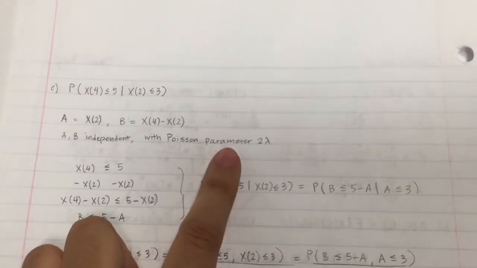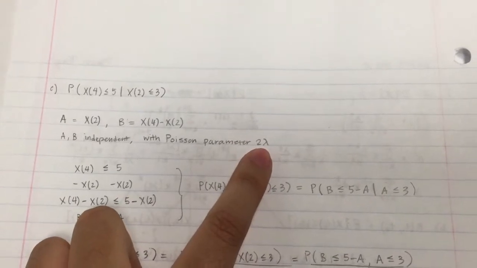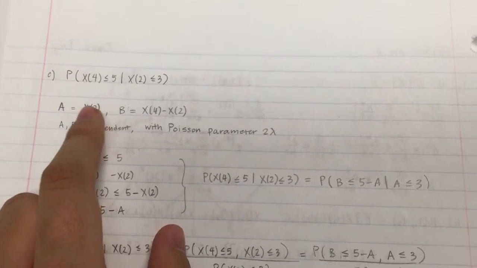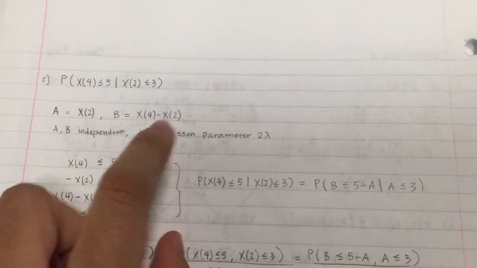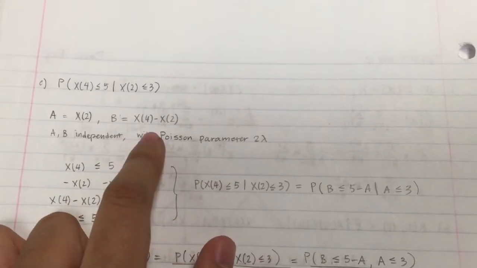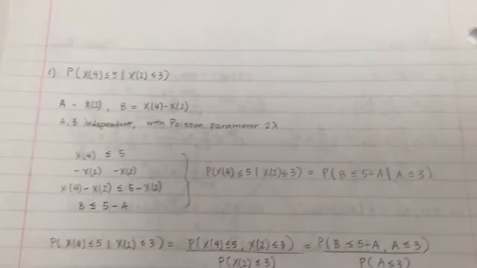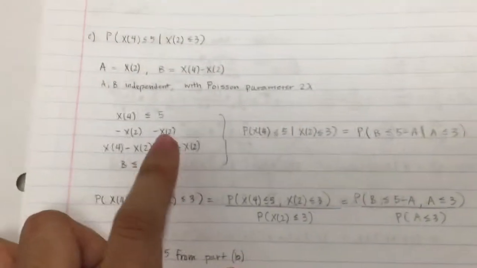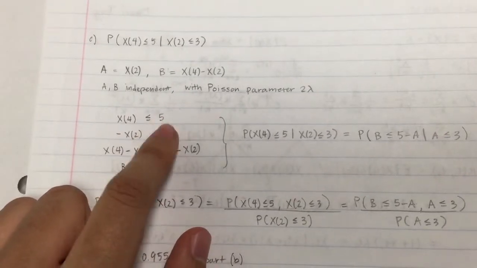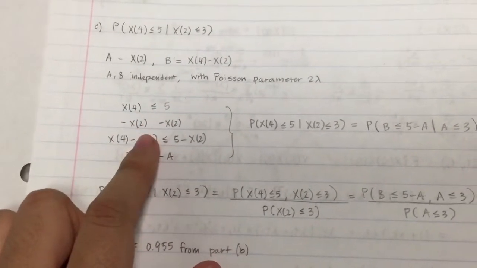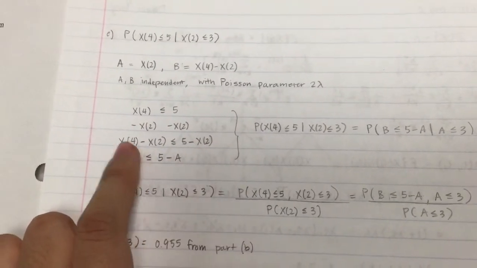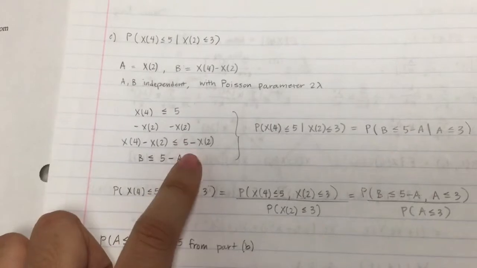And they have the Poisson parameter 2 times lambda because the intervals are from 0 to 2, and so t2 minus t1 is just 2. And same thing for the interval 2 to 4. So to do this, we take X(t) when t is 4 less than or equal to 5. We subtract X(t) when t is 2 on both sides, and then we get this expression here, which is X(4) minus X(2) less than or equal to 5 minus X(2).